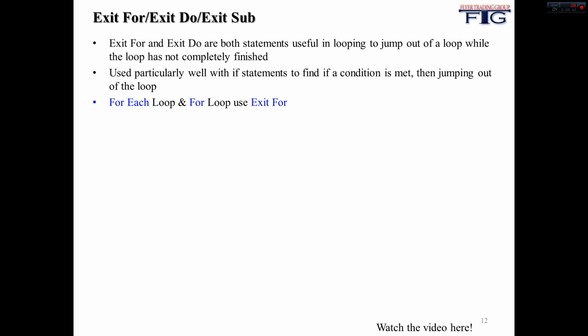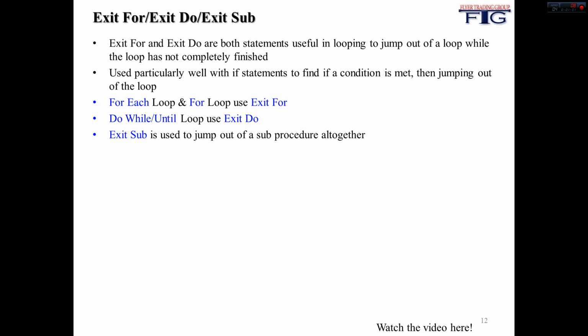So this is what you'll actually do. You'll use exit for when you're working with for each loops and for loops. You will use exit do when working with do while or do until loops. And finally, use exit sub just to jump out of the sub procedure altogether.